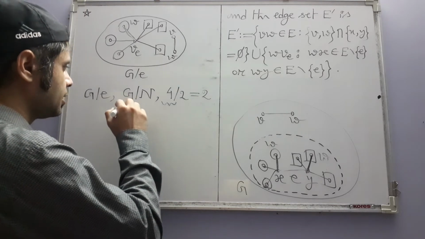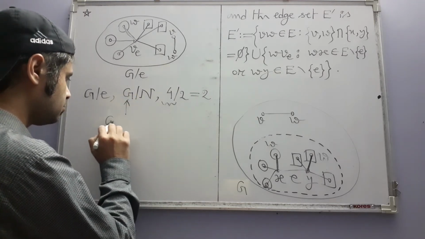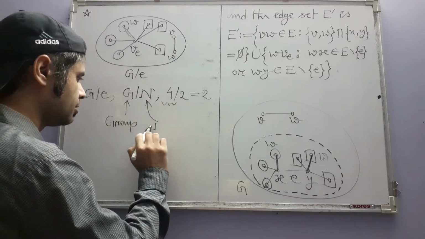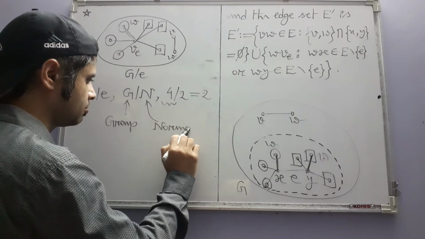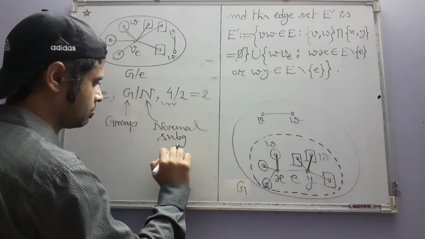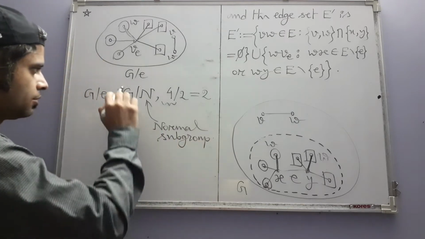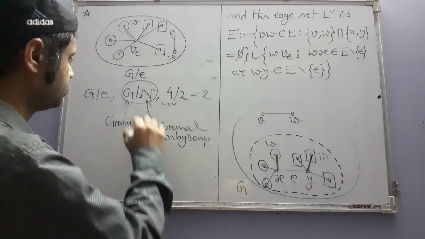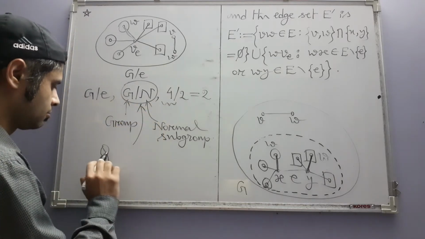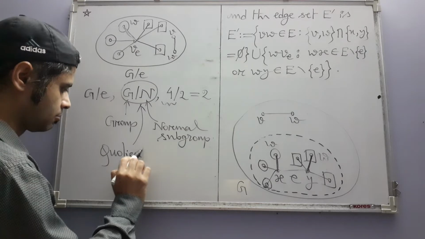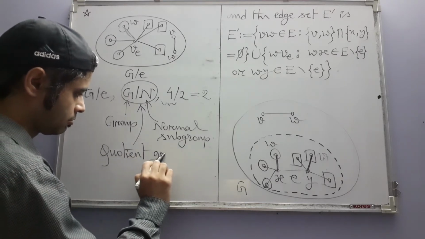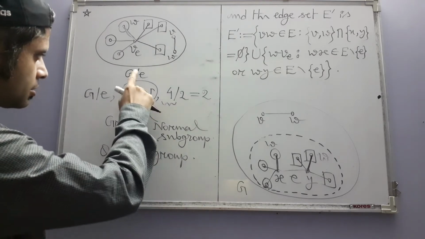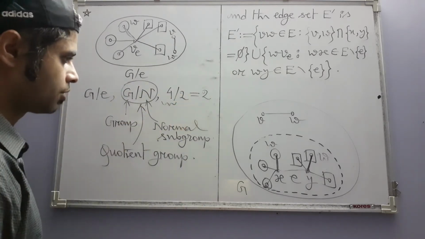In its place, you can think of a group and a normal subgroup. This then is the quotient group. Why do we use the same type of notation here for groups?